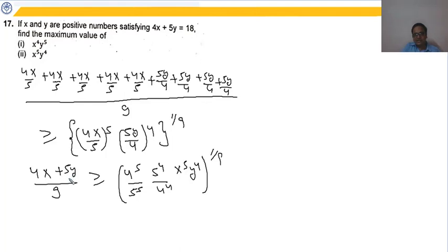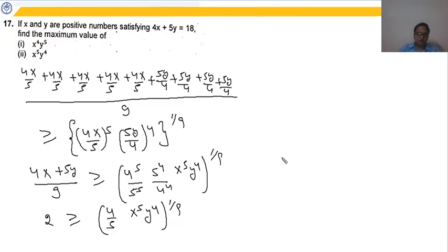4x plus 5y is 18, and 18 upon 9 is 2 on the left hand side. On the right hand side we simply add 4 upon 5 into x to the power 5 y to the power 4, the whole to the power 1 by 9. You could remember this method also. It's a basic straightforward method.